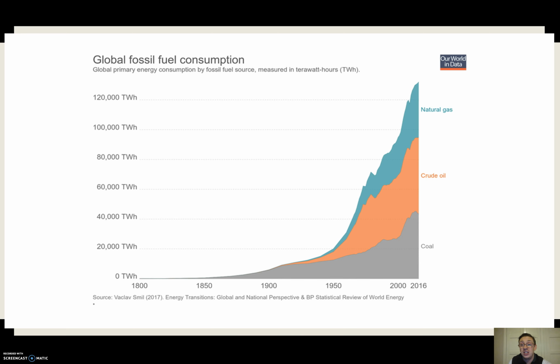The point here is that these fossil fuels are being used, they are being burnt, and that's putting greenhouse gases into the atmosphere. And some of these greenhouse gases have a bigger impact than others, but the point here is that huge amounts of them are being put into the atmosphere.